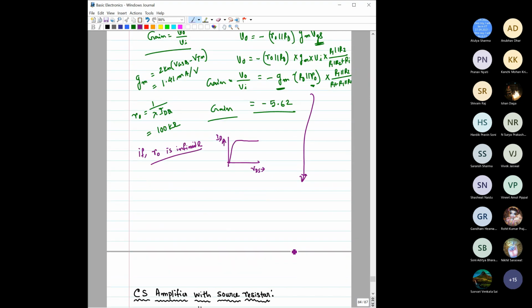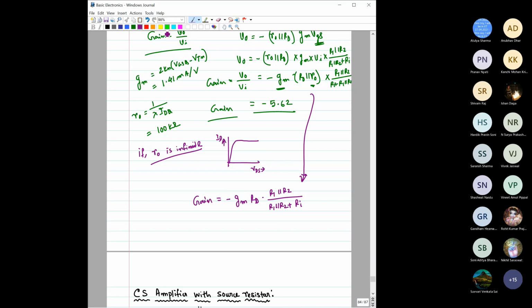the gain expression would be, so this R naught is infinite. Anything in parallel with it means this is a very high resistance and this is RD. So what would happen ultimately? It would become GM RD times R1 parallel R2 divided by R1 parallel R2 plus RI, right?